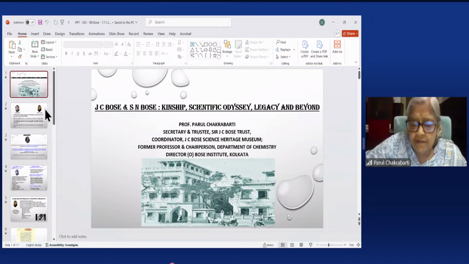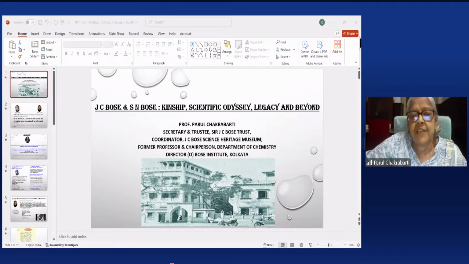Good morning, dignitaries on the dais, distinguished gathering, my dear students. I thank you all for inviting me to this celebration event. My talk will be quite different from the talks you have heard so far. I will talk on J.C. Bose and S.N. Bose, their kinship, scientific odyssey, legacy, and beyond.